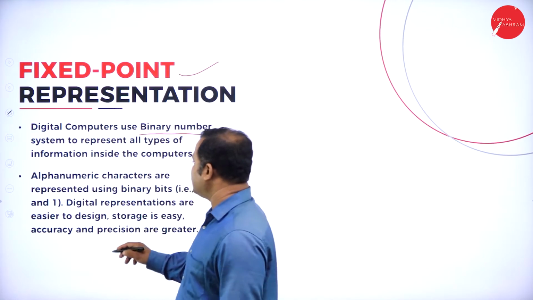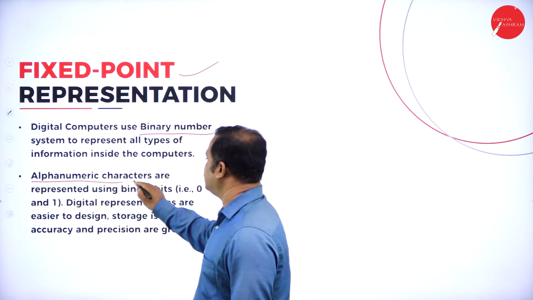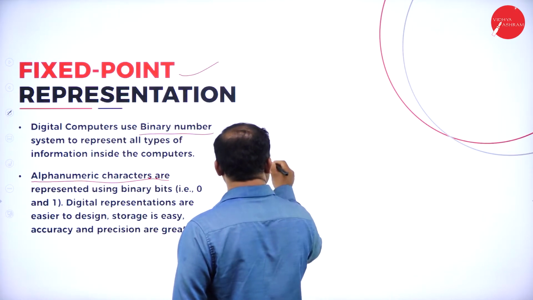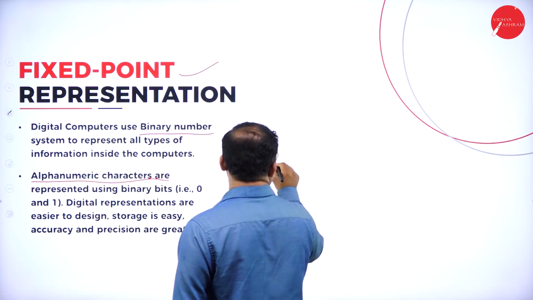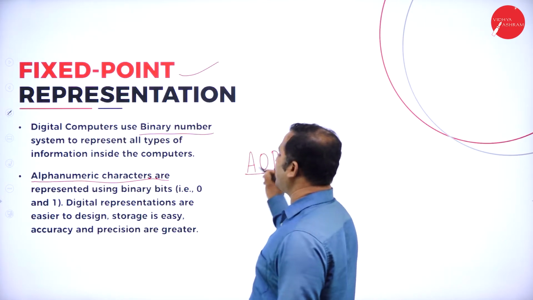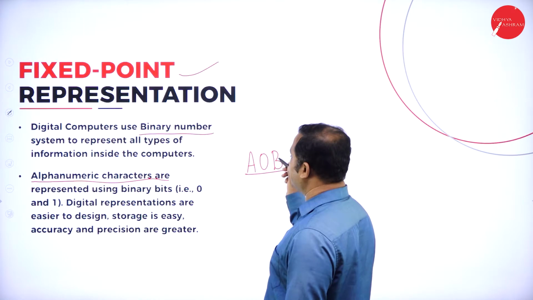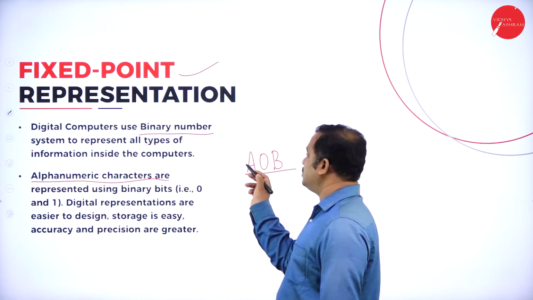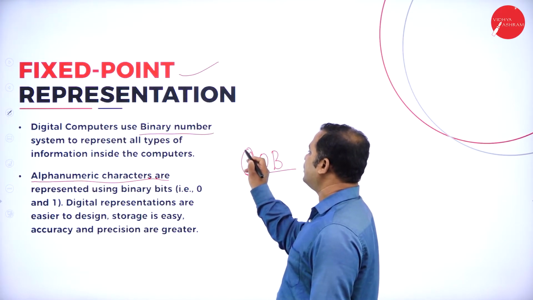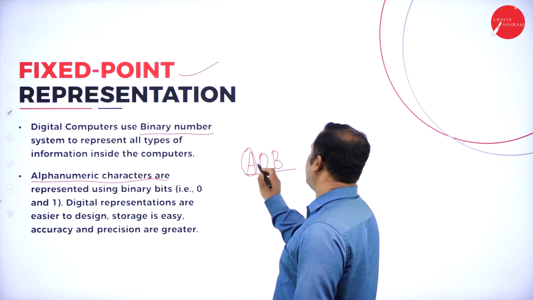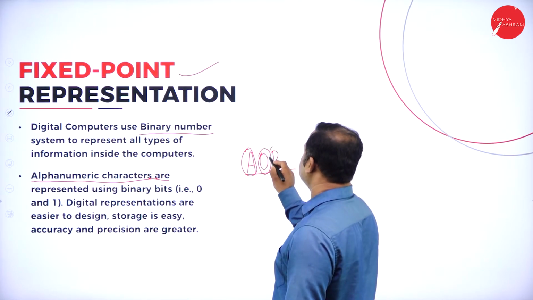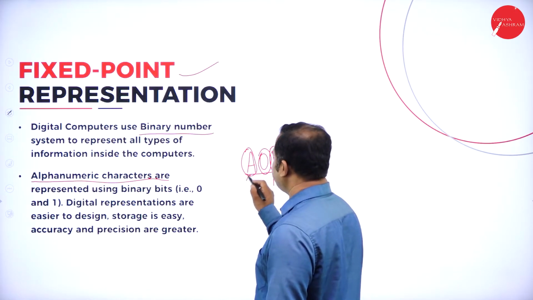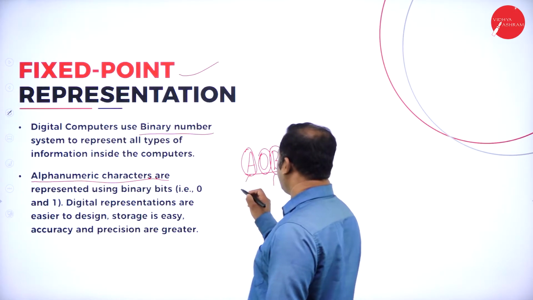We use the binary form of the number representation. So, if that is the case, the alphanumeric characters, that is, alphabets, characters, numerals, all these are called alphanumeric characters. These alphanumeric characters are represented in the form of zeros and ones. How these alphabets and numerals are represented in binary format, let us see.